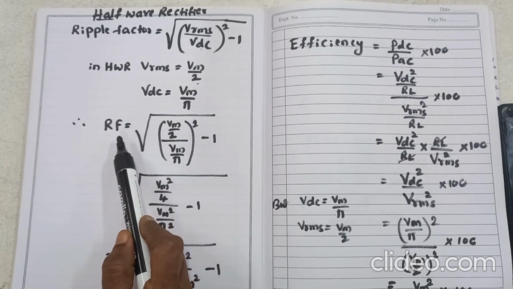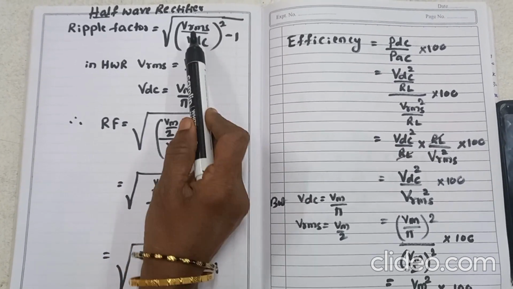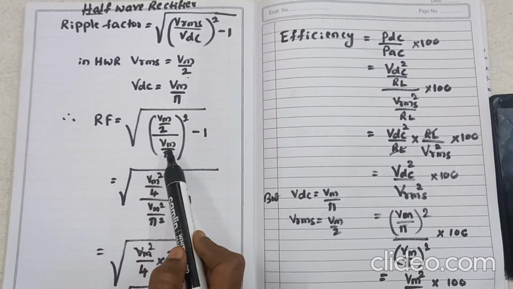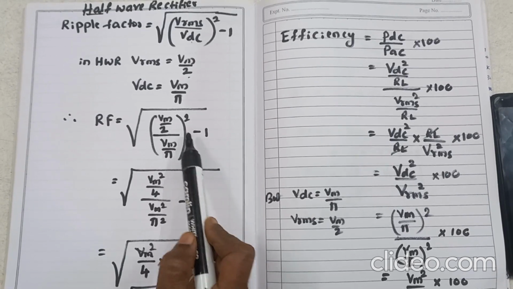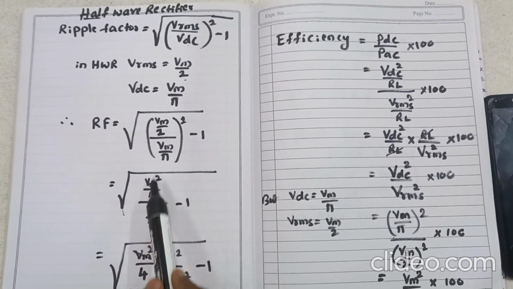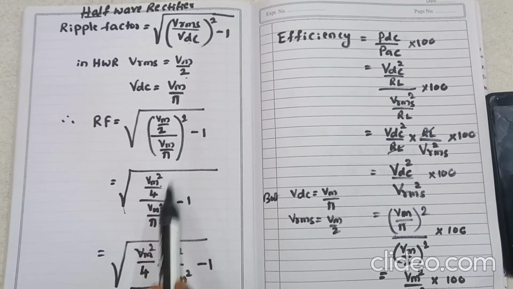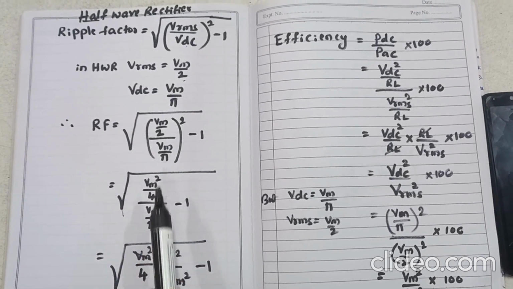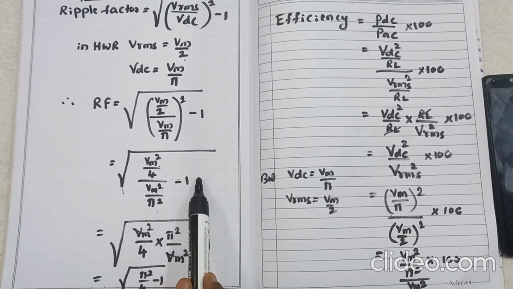these two values in the ripple factor. Square root of, in place of Vrms put Vm by 2 and in place of Vdc write Vm by pi, whole square, minus 1. So square root of Vm square by 2 square is 4, divided by Vm square by pi square, minus 1.